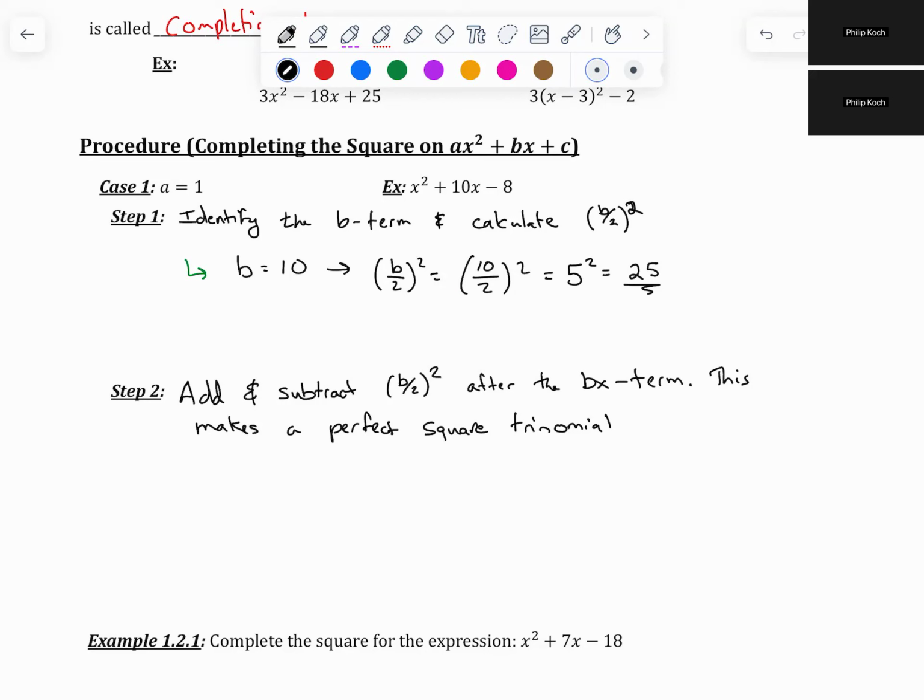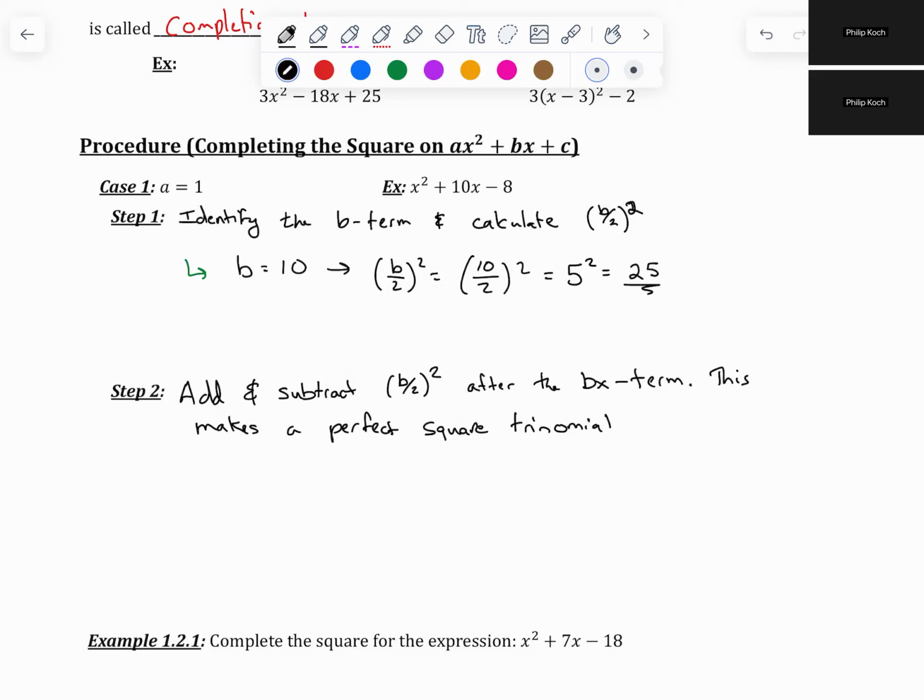We're going to identify the b term and calculate b squared or b over 2 quantity squared. Now, ideally, you're doing this arithmetic in your head. 10 divided by 2, that's 5 squared, 25. But I deliberately wrote it down in all those steps here for a reason, which we'll see in step 2. That's step 1: find the b term and calculate b over 2 quantity squared.